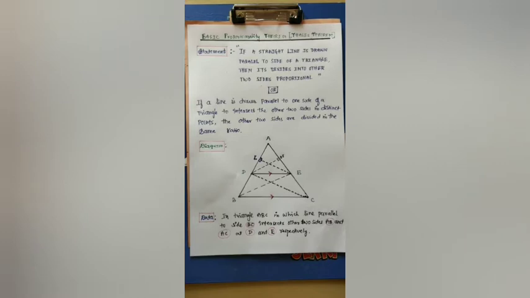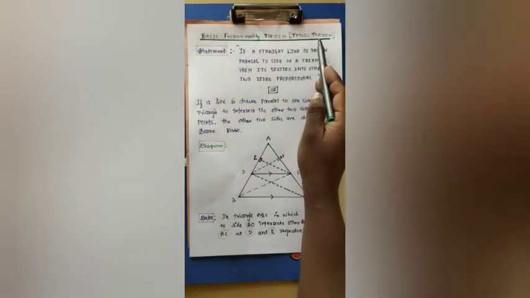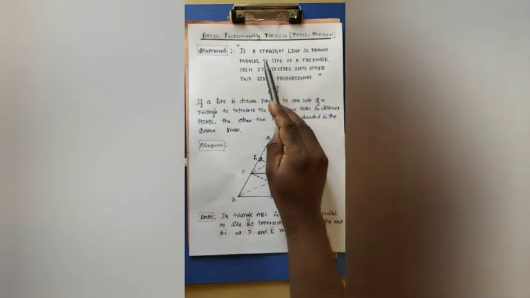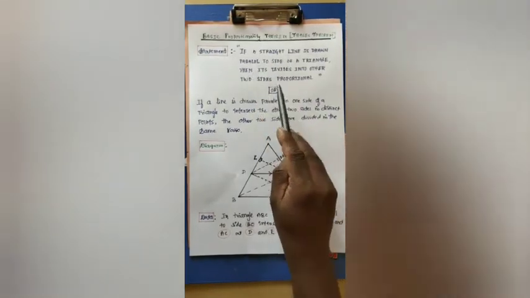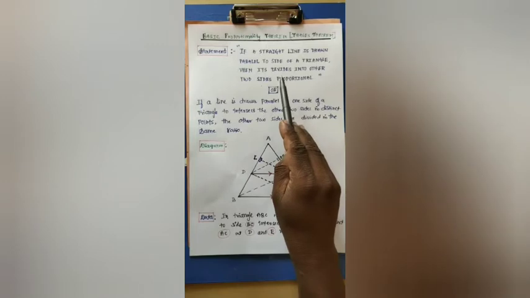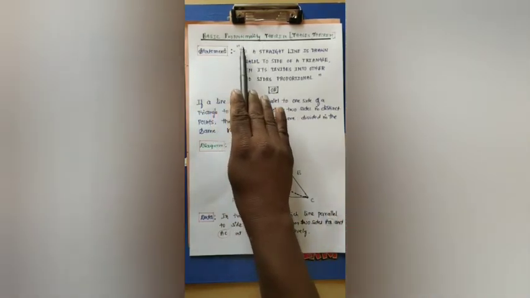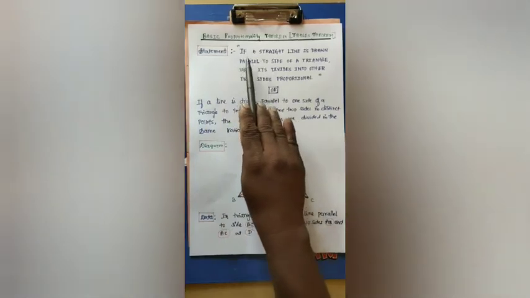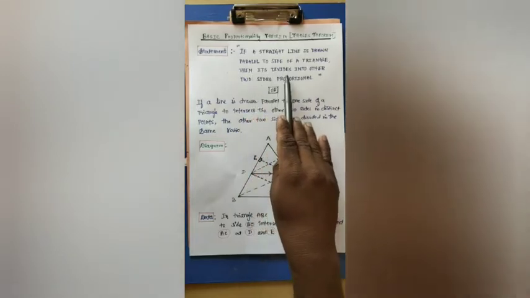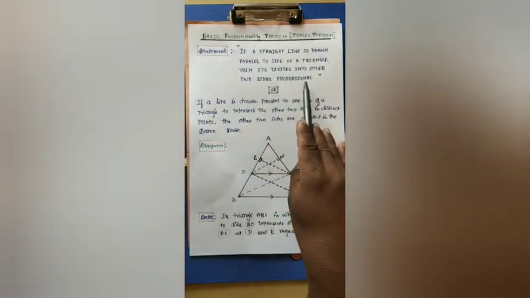There are application sums regarding the theorem. So the basic proportionality theorem states, see the given statement: if a straight line is drawn parallel to a side of a triangle, then it divides the other two sides proportionally. I'll repeat the statement once again. If a straight line is drawn parallel to a side of a triangle, then it divides the other two sides proportionally.